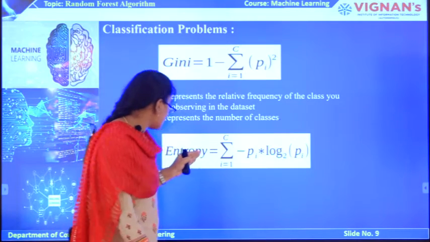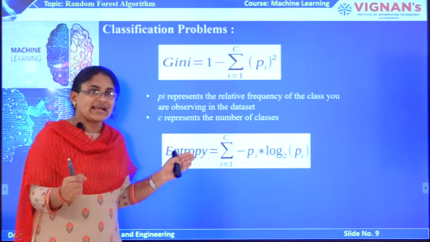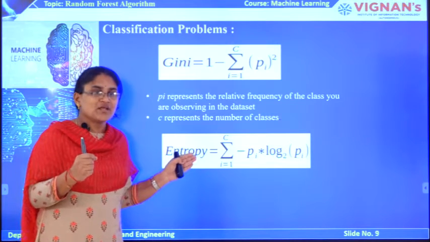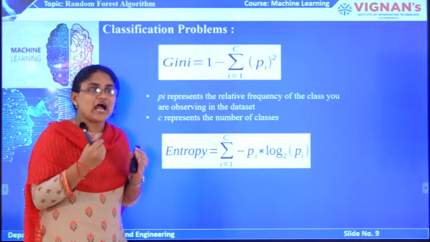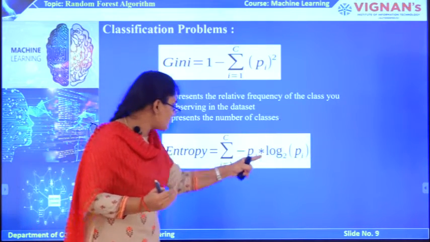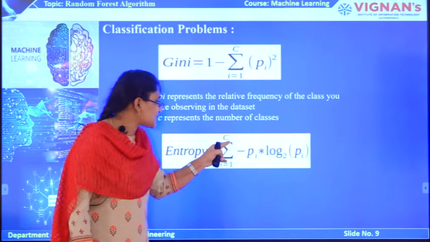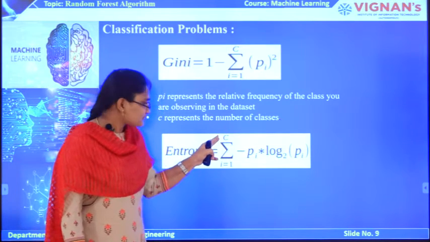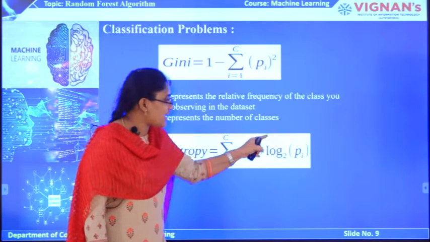Next we are finding the entropy. Here the entropy gives the randomness of your data, meaning how much purity or how much impurity our selected variable contains. For that we use the formula sigma i equals 1 up to C. Here C is the total number of classes for our problem, and pi is the frequency of the class value.